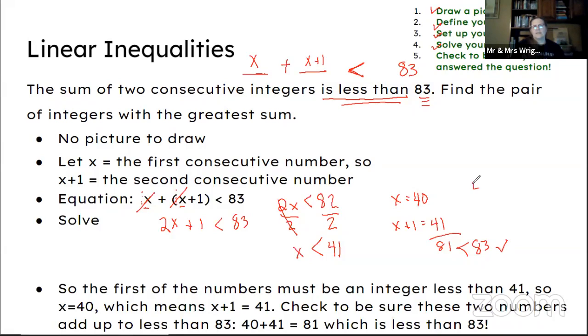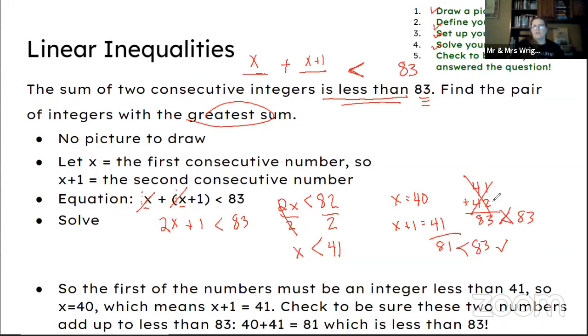If we went to the next one, 41 plus 42, let's see if that works. Because we're looking for the pair of integers with the greatest sum. So 41 plus 42, what was it? That's 83, but that's not less than 83. So that does not work. 83 is not less than 83.